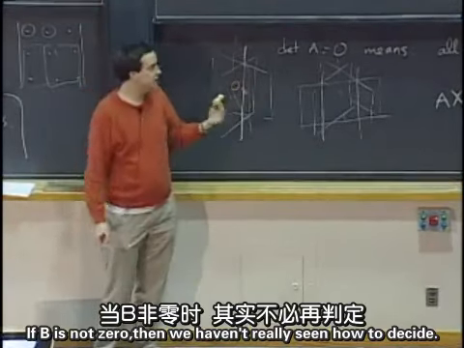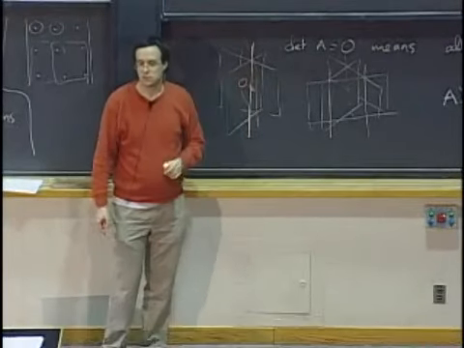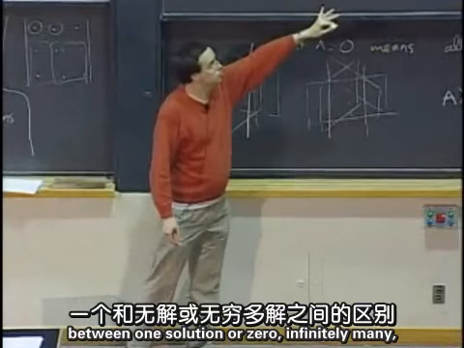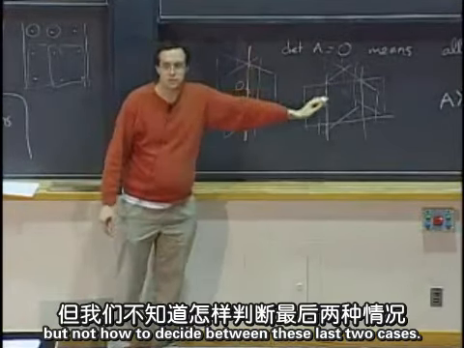If B is not 0, then we haven't really seen how to decide. We've just seen how to decide between one solution or 0 or infinitely many, but not how to decide between these last two cases.